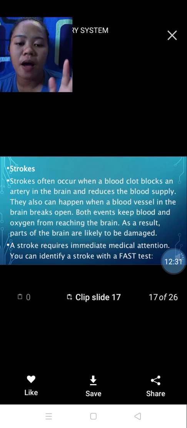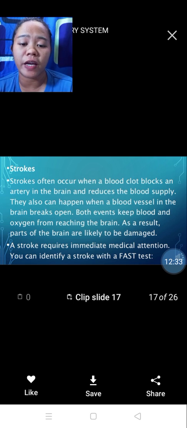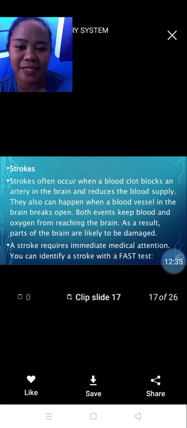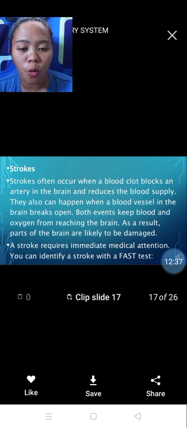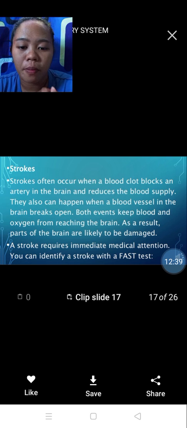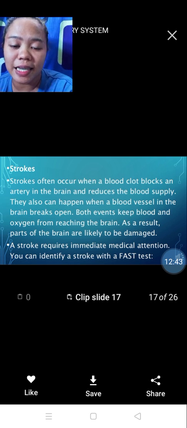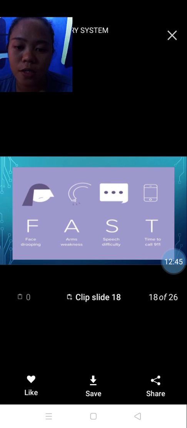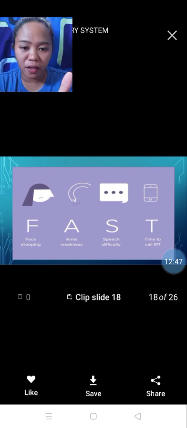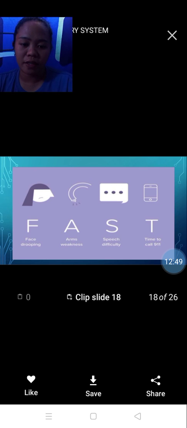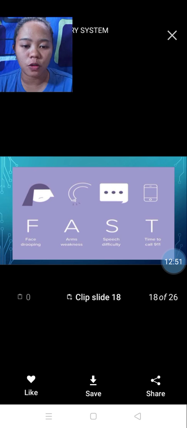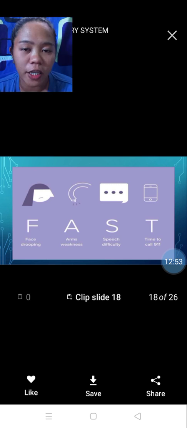So, a stroke, you can identify a stroke with a fast test. To identify if you are experiencing a stroke, you can test it with the FAST test. So, face drooping, arm weakness, speech difficulty, and time to call 911.